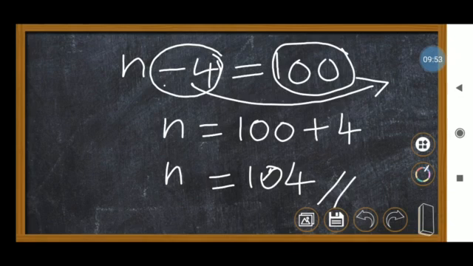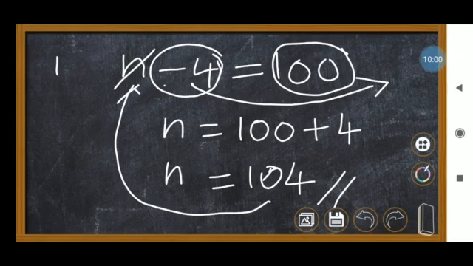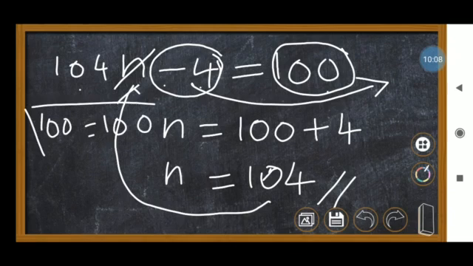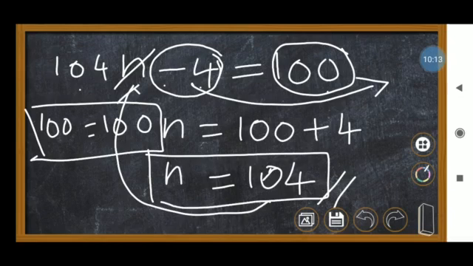If you take this value 104 and replace it instead of n, then 104 minus 4 is 100. So the left hand side is 100 and the right hand side is 100. Both are equal. That means n value 104 satisfies this equation. This is how we find the solution. We will solve some more problems.